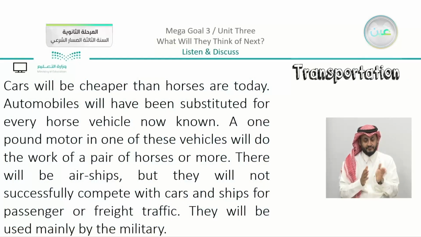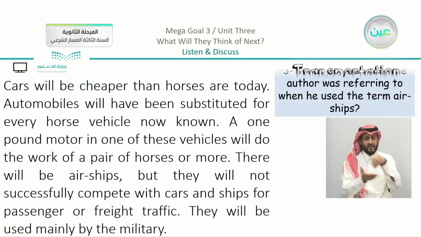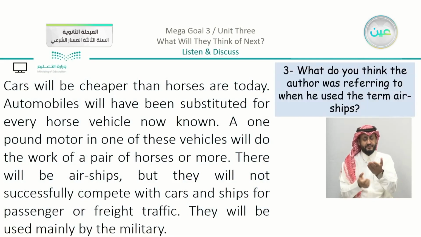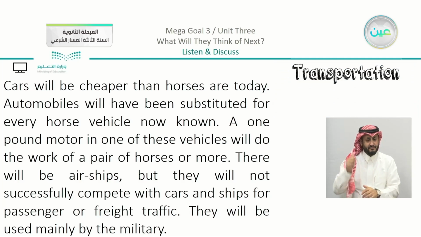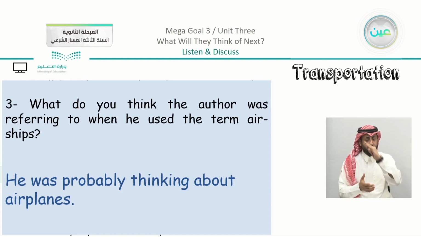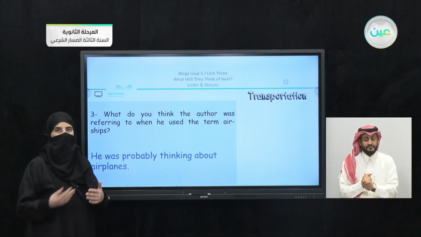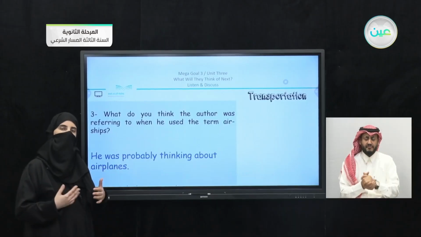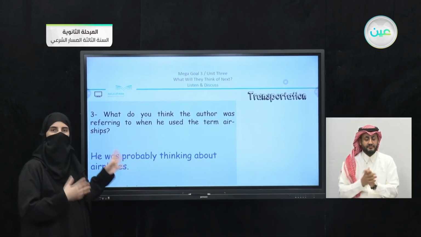Moving on to the third question we have here, in transportation. The question was, what do you think the author was referring to when he used the term airships? Do you remember when we highlighted that there will be airships? So here, you can give a free answer. He was probably thinking about an airplane, or a plane, sorry. You may have another thing that comes to mind, so it depends on your point of view concerning the paragraph.